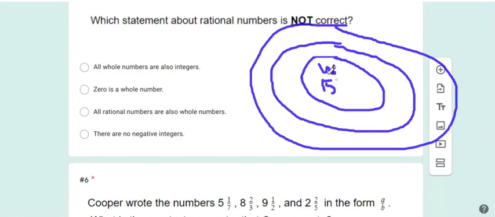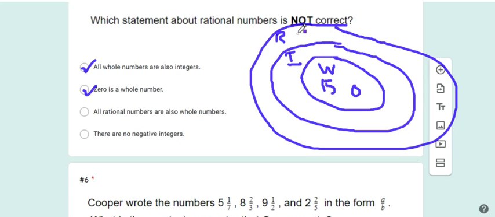So I'll put W here. Here's the whole numbers. Here's the integers. I'll put R for rational. Okay, you've seen this before, and last week we had a Venn diagram very similar to this. So a whole number 15, is it also an integer? Yes, it is. 0 is a whole number. That's true because it's actually the first whole number. All rational numbers are also whole numbers.